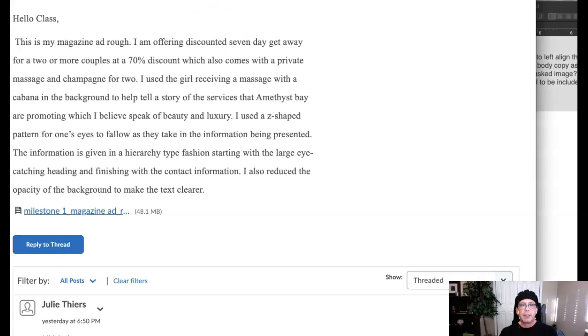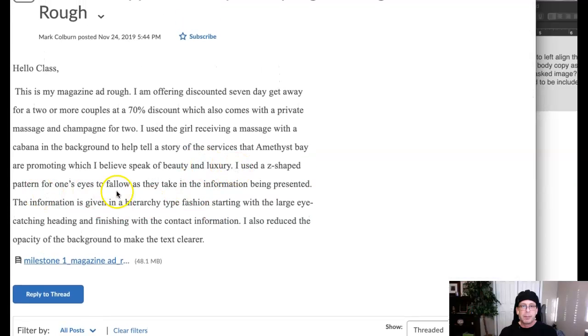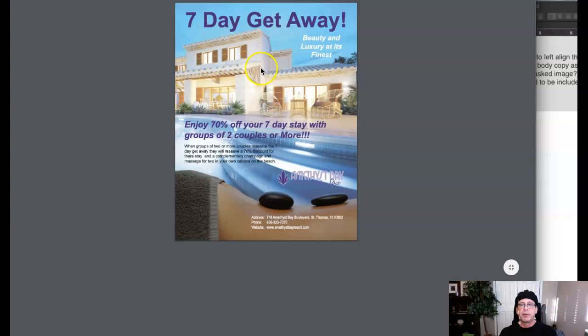Mark, I've got your ad up here. I was just reading through your writing here. That Z-shape pattern you're talking about is actually known as a reverse S. So instead of a Z, it's more of a reverse S. And you got it, definitely.